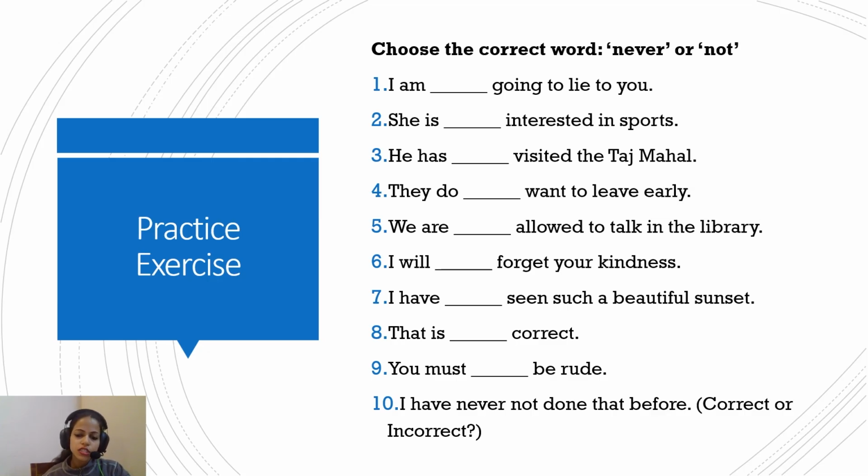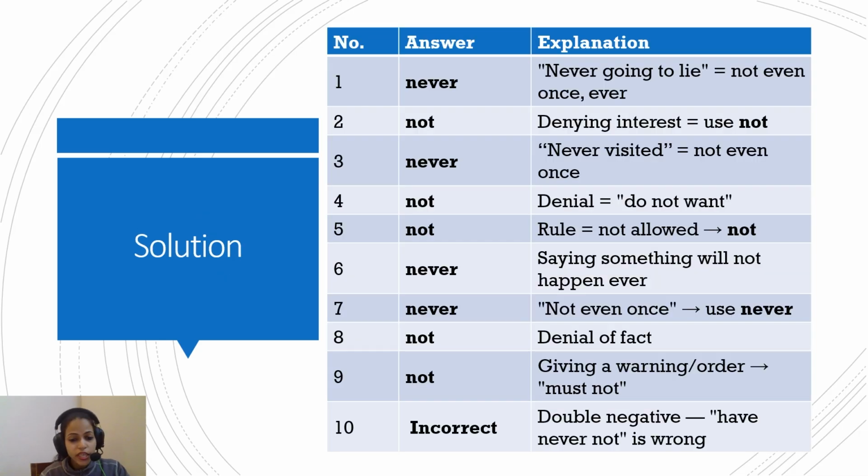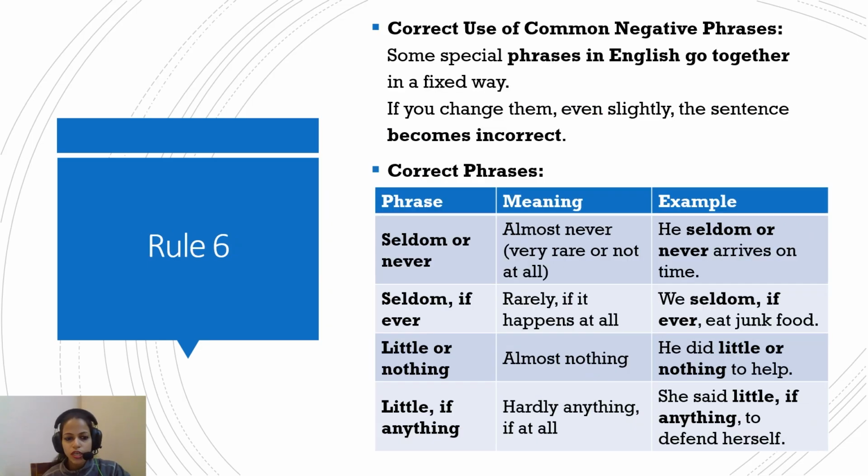I have never not done that before. Is it correct or not? I've never not done that before. Two negatives can never be together. So it's incorrect. Double negatives are wrong. Okay, so this is the solution. Have a look at it and let's move ahead with rule 6.